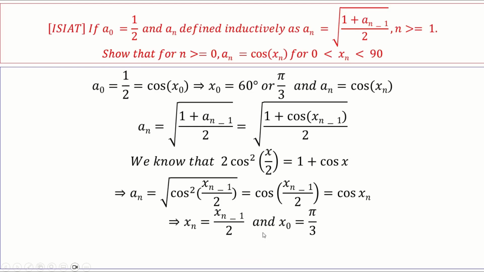Once I know this, at these values of xn, basically, an equal to cos xn is valid.